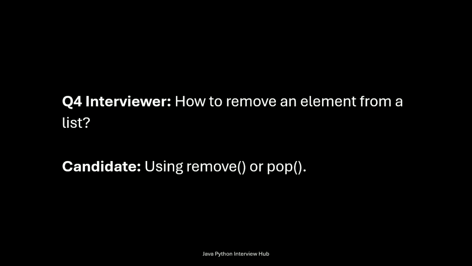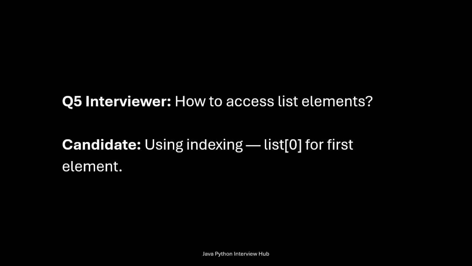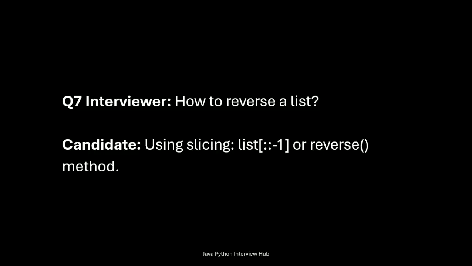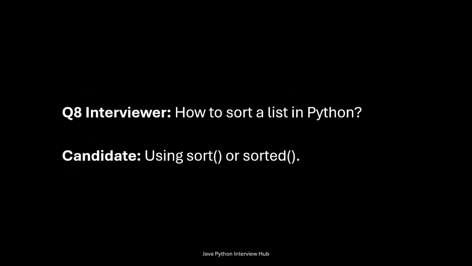How to remove an element from a list? Using remove or the pop function. How to access list elements? By the list name and square brackets, using indexing. Next is how to find the length of a list? By using the len function. How to reverse the list? Again slicing, with no starting, no ending, just jumping with a -1.